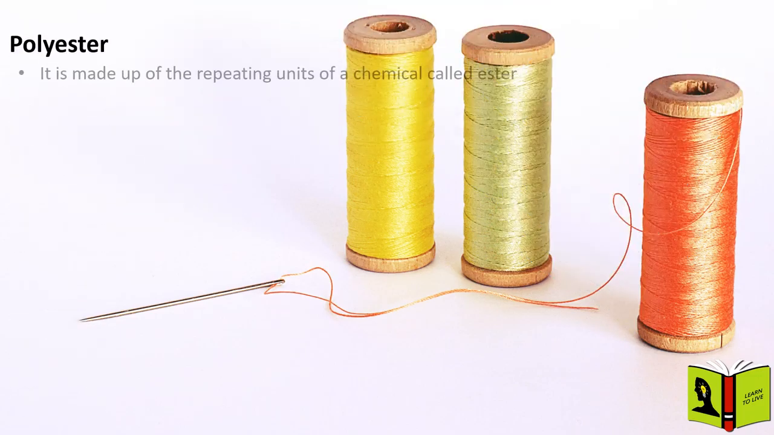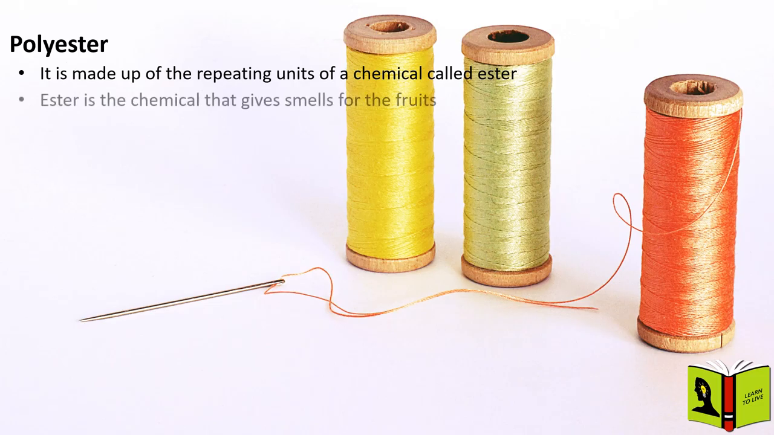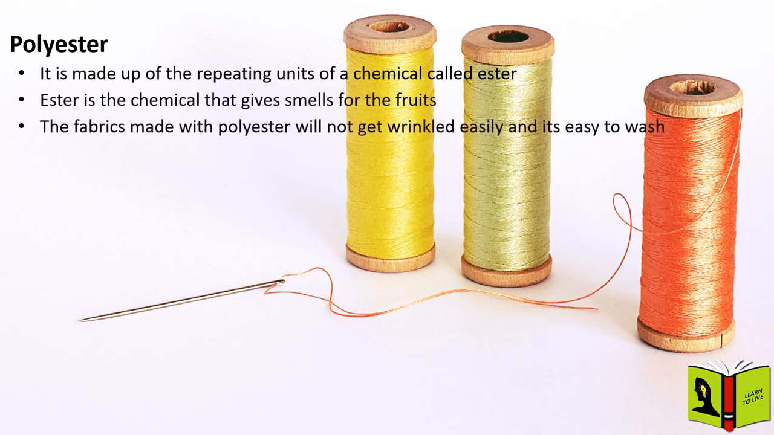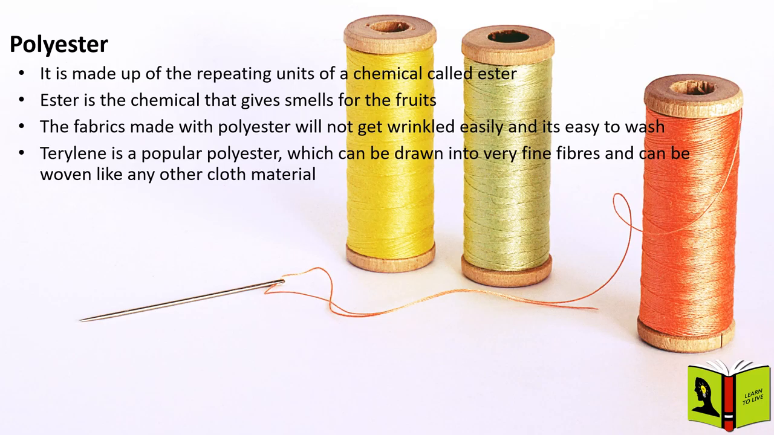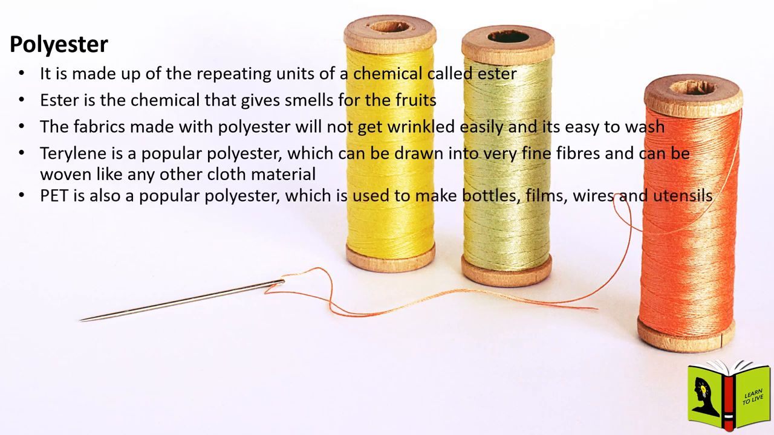Polyester. It is made up of the repeating units of a chemical called ester. Ester is the chemical that gives smell to fruits. The fabrics made with polyester will not get wrinkled easily and are easy to wash. Terylene is a popular polyester, which can be drawn into very fine fibers and can be woven like any other cloth material. PET is also a popular polyester, which is used to make bottles, films, wires, and utensils.